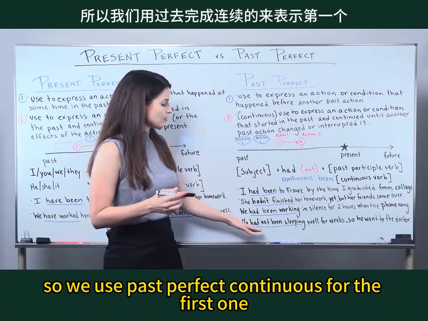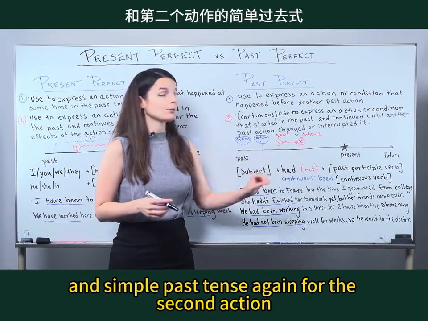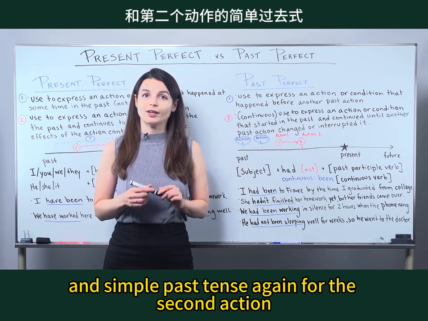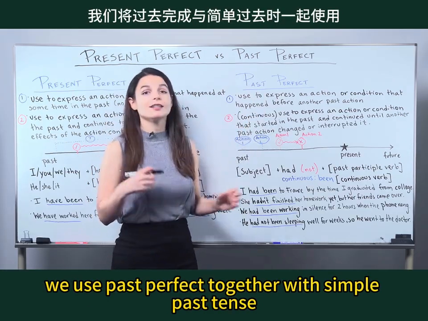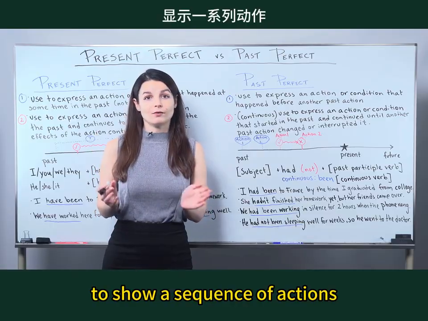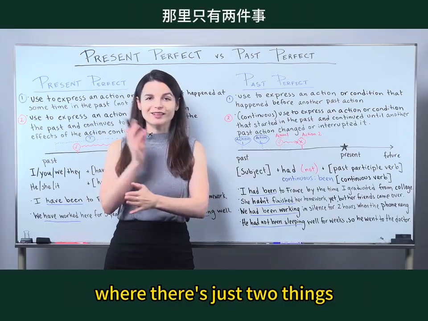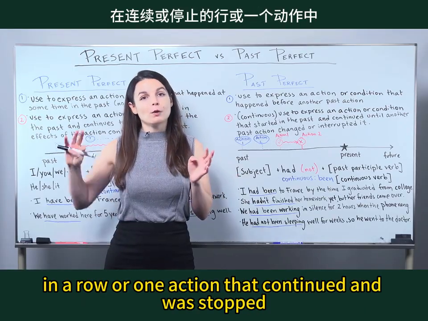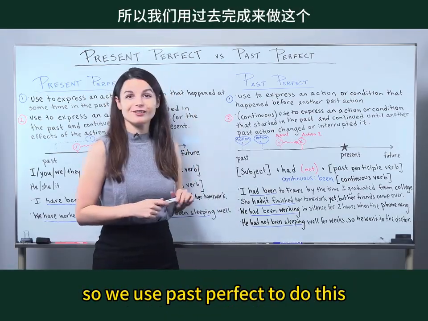So we use past perfect continuous for the first one and simple past tense again for the second action. So you can kind of see a theme, I hope. We use past perfect together with simple past tense to show a sequence of actions: one action happening before another, where there's just two things in a row, or one action that continued and was stopped. So we use past perfect to do this.